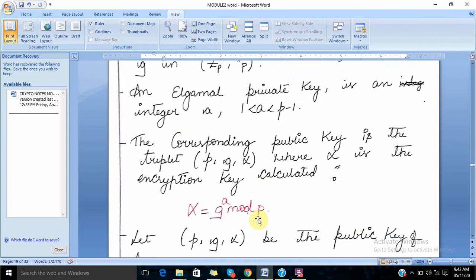Okay, so how do we get the public key? The corresponding public key is the triplet P comma G comma alpha. So what is P, students? P is a prime number, G is the generator, and alpha is a public key which we need to find, where alpha is the encryption key. So in this, what we are understanding is that we are encrypting using the public key. That means if we are encrypting using the public key, then the decryption will be using the private key. As simple as that.